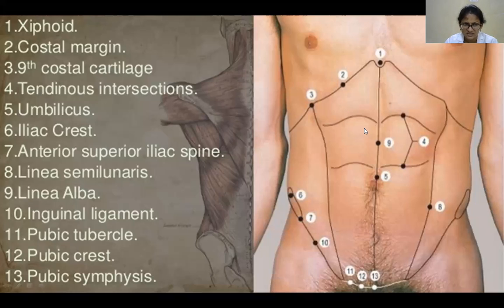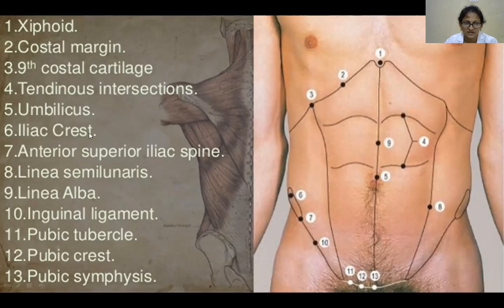Next, these are the tendinous intersections, which you can see in the rectus abdominis muscle. The rectus abdominis muscle is divided into three to four parts by these tendinous intersections. These intersections are formed by the aponeurosis, and because of them the rectus abdominis muscle looks like a pack of strips.